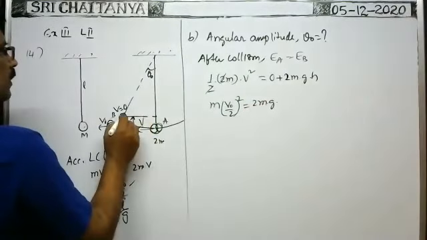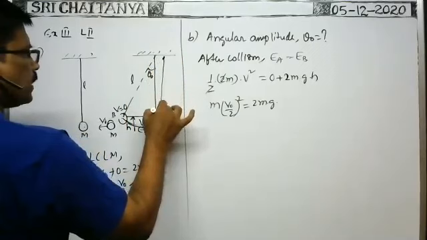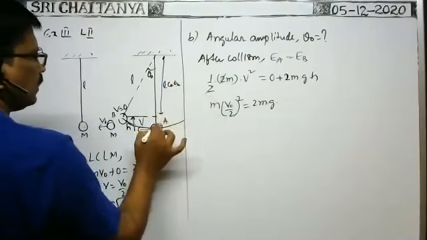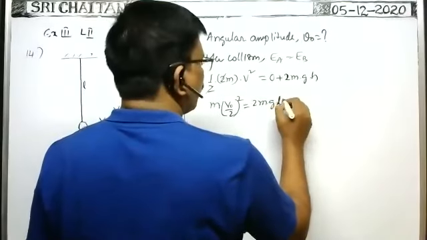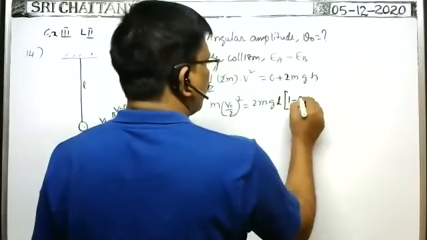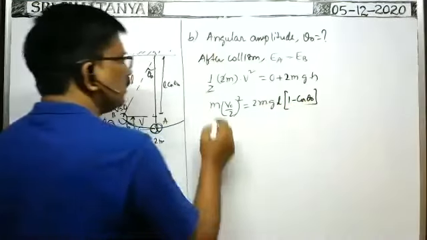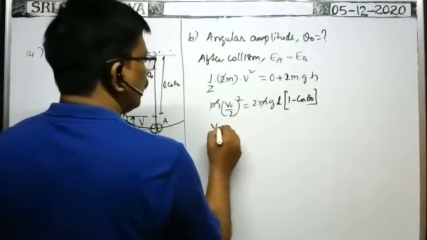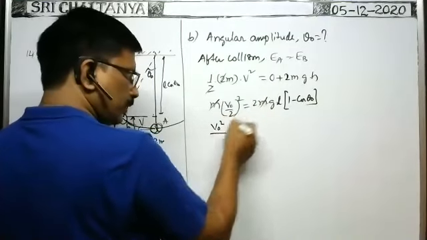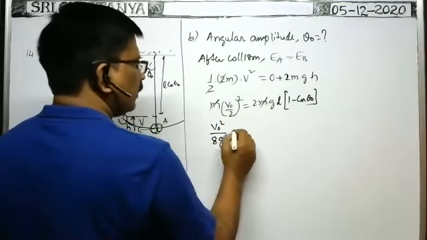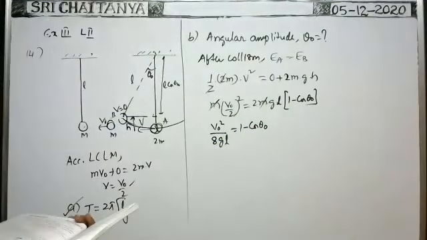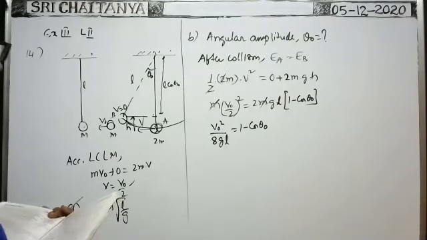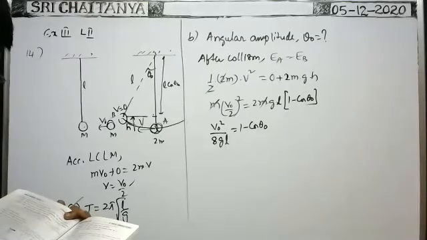You see, this is L. Then this component is equal to L cos theta naught. This is L. L minus L cos theta naught is equal to h. That's why L minus L cos theta naught, that means taking L common, L into 1 minus cos theta naught. Here m and m cancel. Then V naught square by 4 into 2, that is 8g into L, is equal to 1 minus cos theta naught. Of course from this we can get the angular amplitude theta naught.